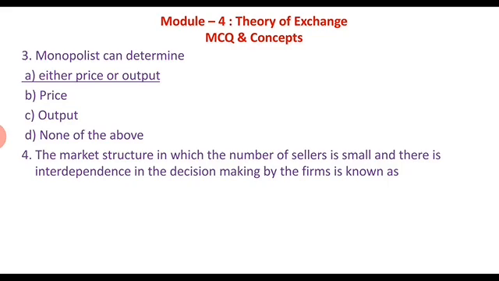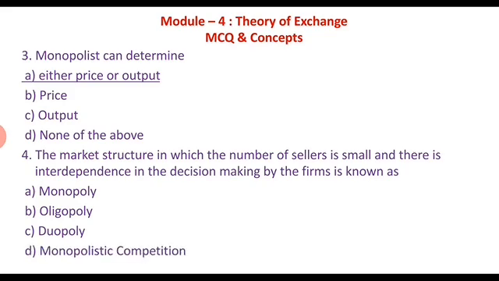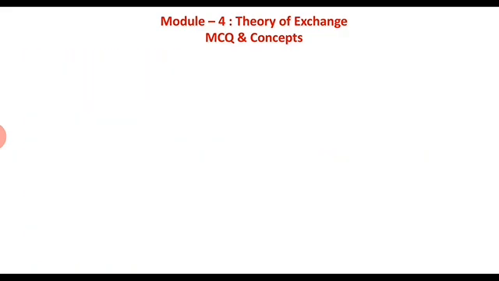Fourth question: the market structure in which the number of sellers is small and there is interdependence in decision making by firms is known as A. Monopoly, B. Oligopoly, C. Duopoly, D. Monopolistic competition. Answer is oligopoly.